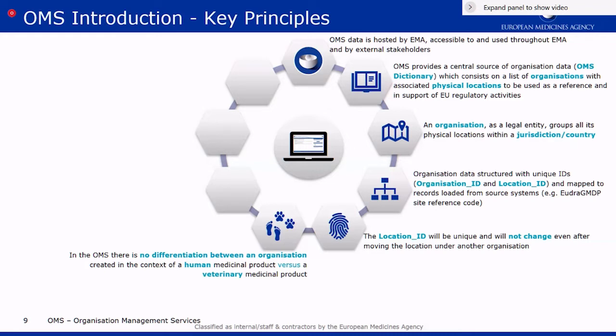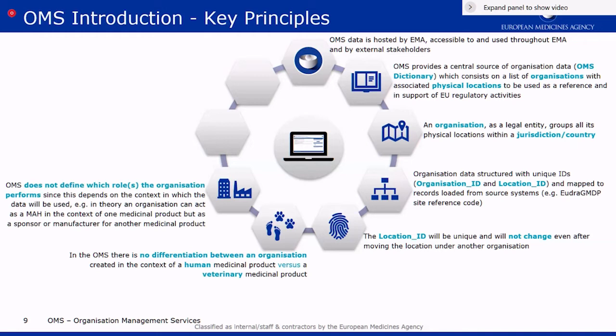Very important: in OMS, because the aim is to provide the central dictionary, there is no differentiation between organizations used in a human context and a veterinary context. As well, we do not distinguish roles, so we do not capture if a certain organization acts as a marketing authorization holder or as a manufacturer. The reasoning is that, depending on the type of regulatory procedure, the same organization can assume different roles. OMS provides a central source of organization information, so we are not assigning those roles in OMS. These will be handled locally.